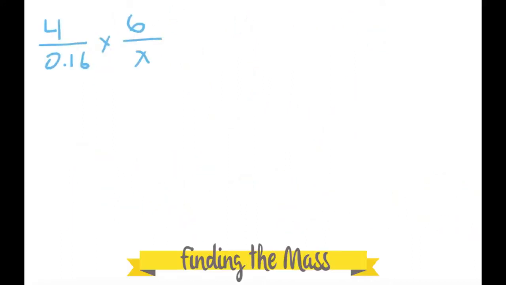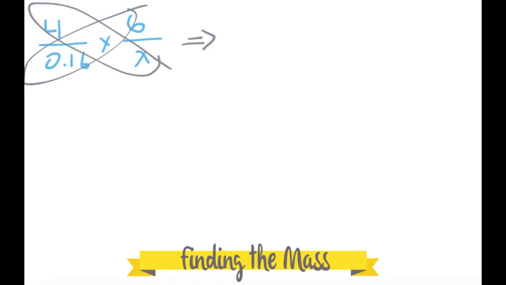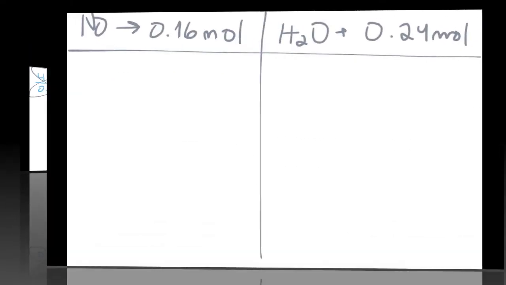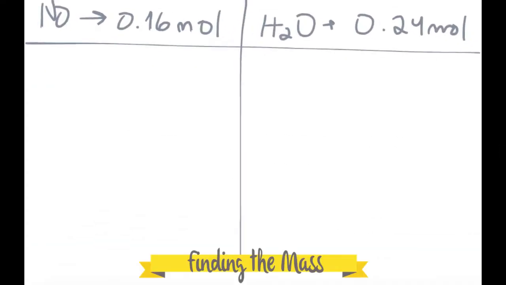Now we can do the same thing that we did for the nitrogen monoxide for the water molecules. We can cross multiply, and this will give us 0.24 moles of H2O. The last and final step is to convert nitrogen monoxide and the water molecules from moles into grams. We do the same as we did before, except this time we put moles on the bottom so we can cancel out those units. So we put 0.16 mole times 1 mole over the molar mass of nitrogen monoxide.